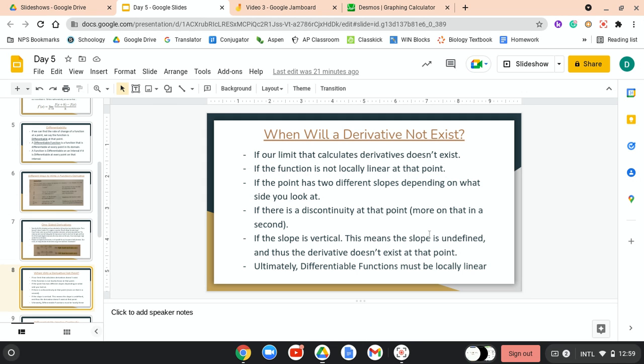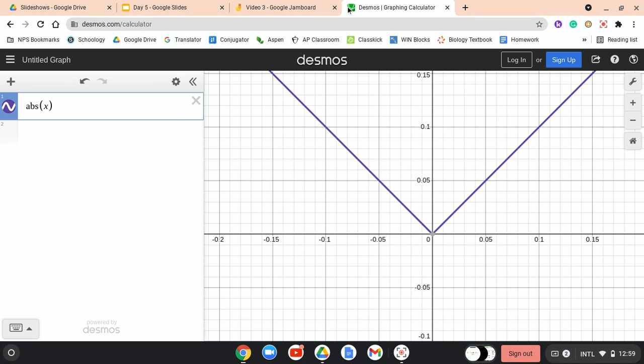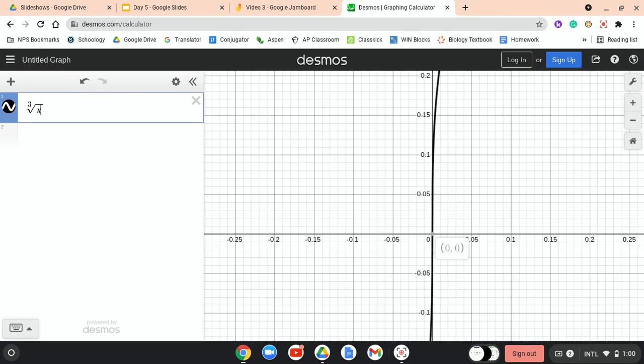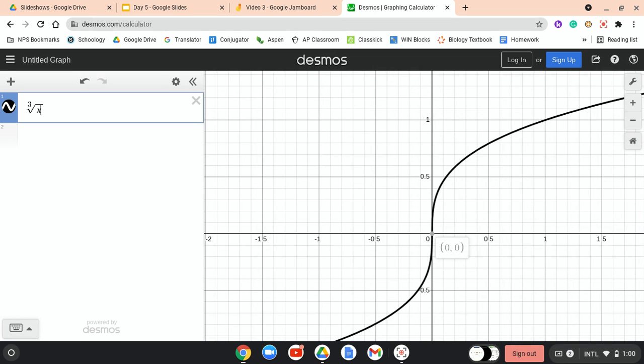If the slope is vertical, the slope is undefined, so the derivative won't exist. For example, if we look at the graph of the function, the cube root of x, notice how the function is vertical at x equals 0, so the derivative will be undefined here because a vertical slope is an undefined slope. So if we take the derivative at x equals 0, we will not get an answer. The function is not differentiable at x equals 0.